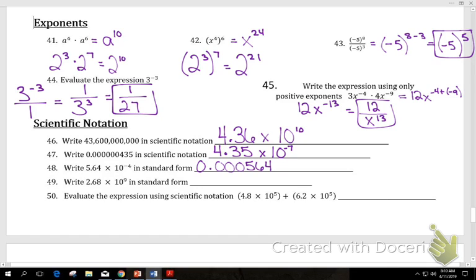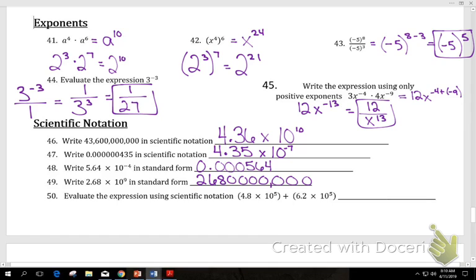How many zeros after the 8? 7. Because you have to move it 9 places. You already have 2, so you need 7 more zeros.